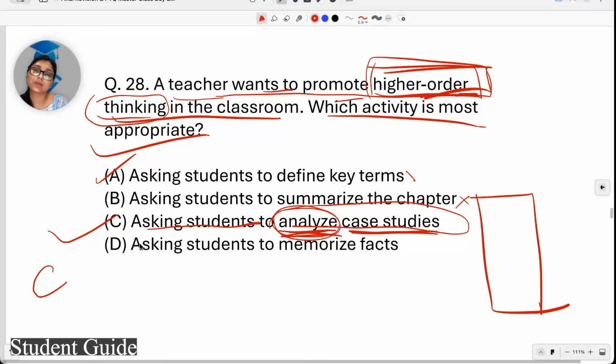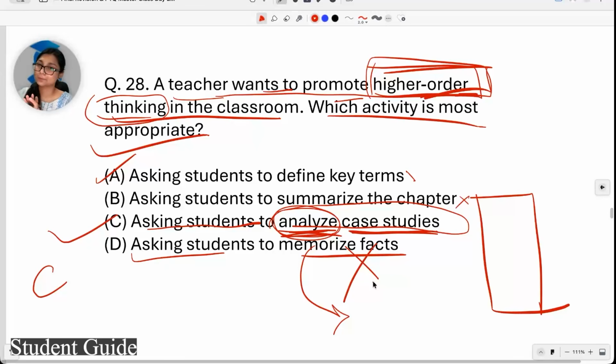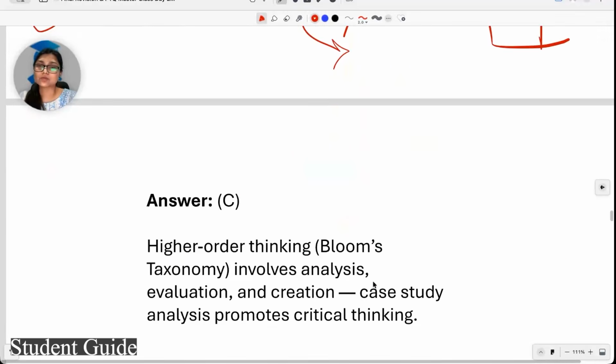Let's quickly check option D. It is saying asking students to memorize facts. No, it can never be higher order thinking, because memorizing facts is practiced by preliminary small children, who memorize fruit names or something like that. So memorizing things is a very basic, primary level of thinking. Higher level thinking always has analysis of data. So this is very easy. Option C is the correct one.